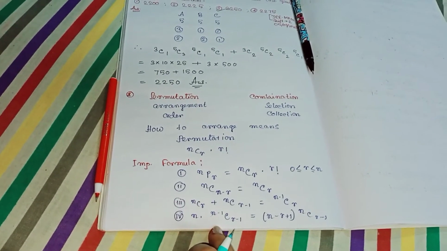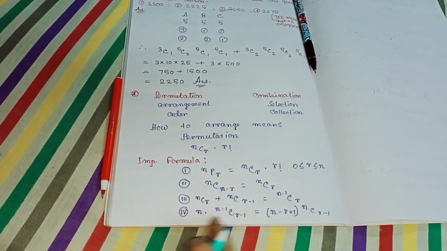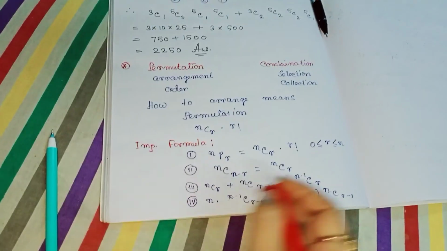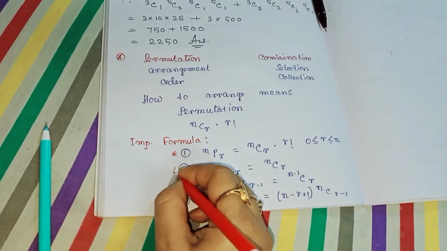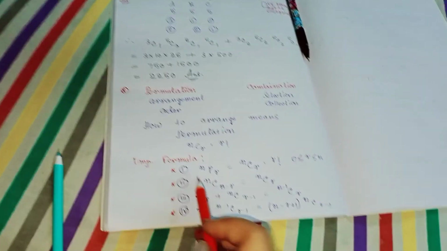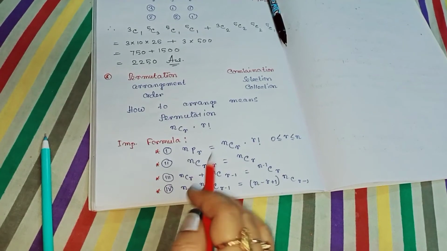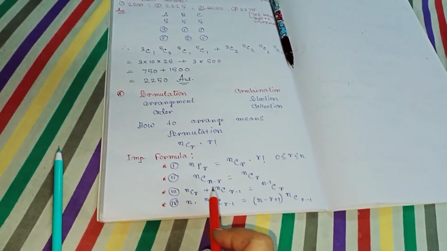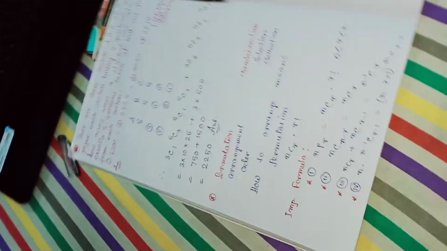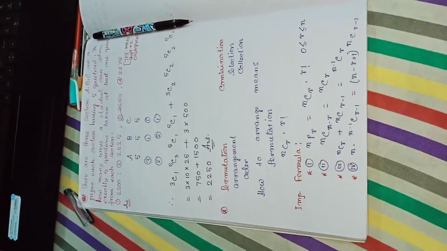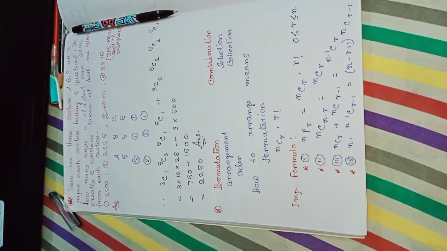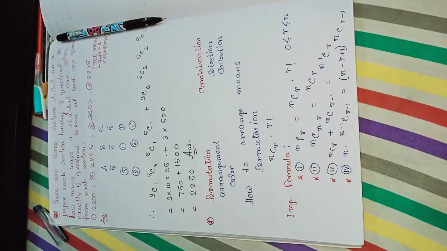In another class I will discuss these proofs, but these are the most important and commonly used formulas of permutation and combination. So keep studying and remembering them, and recall them every day. So here is the whole solution and some important thoughts about permutation and combination and some formulas.